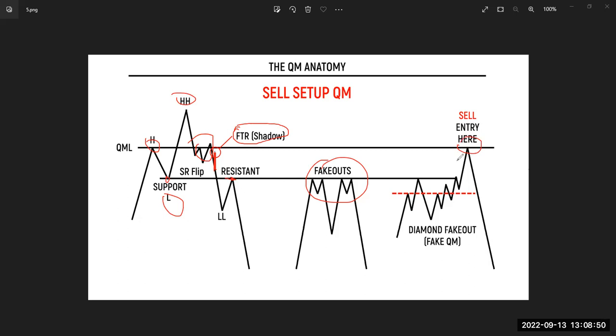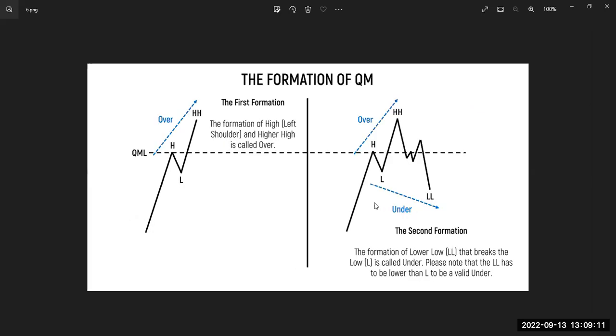So guys, this is a real life chart of a Quasimodo. These are all the things we'll be looking at to trade this setup. If all these things are complete, good and fine, you will trade Quasimodo successfully.